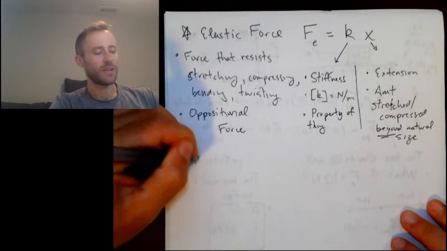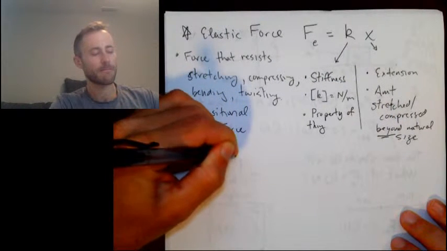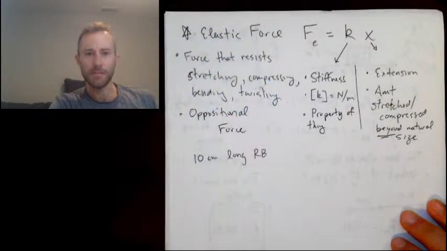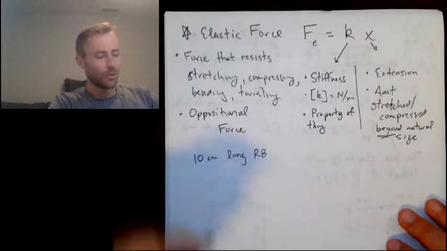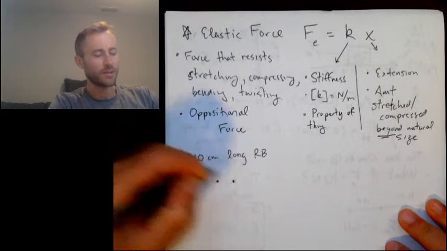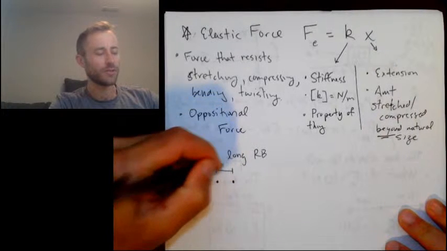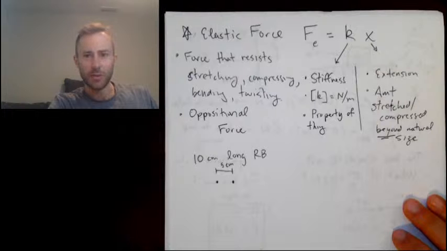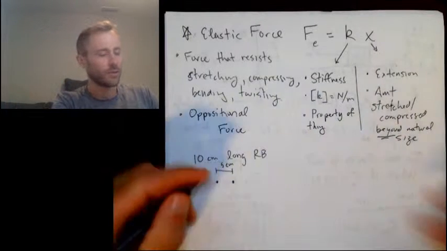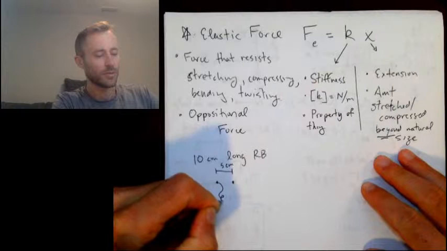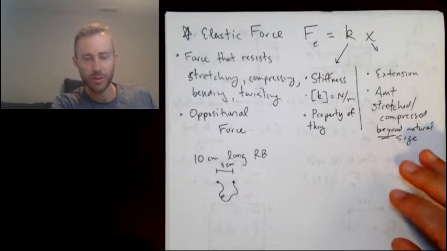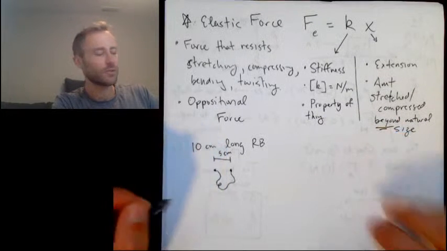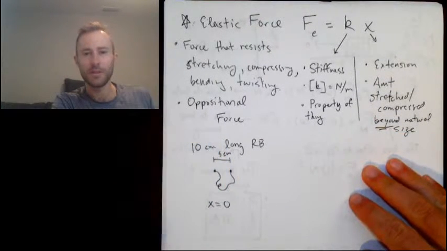What if I have a 10 centimeter long rubber band? And what if I hold the ends of the rubber band so that they are only 5 centimeters apart? In this case, the rubber band is not going to be taut. So the rubber band is going to do something like this because there's extra length in the rubber band. And because I haven't gone beyond its natural size, we have x equals 0. There's no extension.